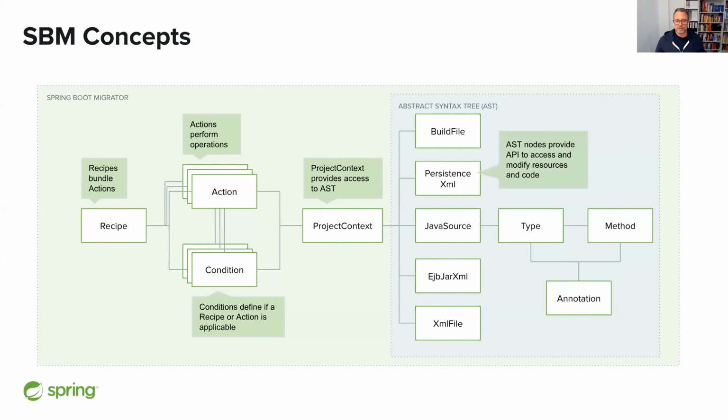Let's look into the concepts a bit: what's happening behind the scenes while running these recipes. The concept is that we're running recipes, which is basically a bundle that does a set of migrations, a set of changes. We try to implement these recipes similar to how you would do your manual migration, right? Like the steps I do manually, we try to define them in one action per thing that you need to change.